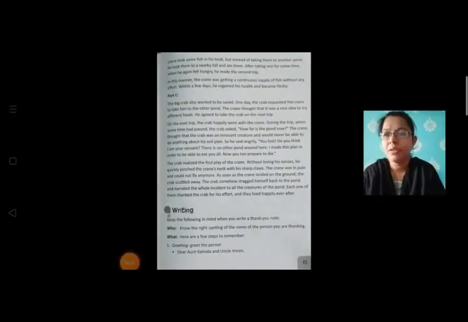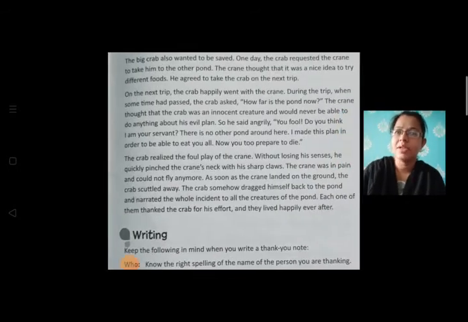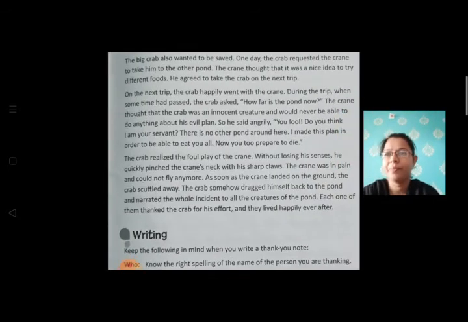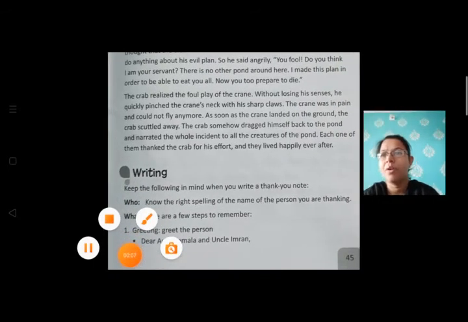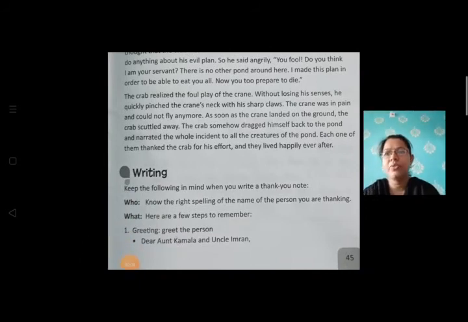Now let's see the next portion, that is the writing portion. Keep the following in mind when you write a thank you note. So students, we have already learned how to write a thank you note, so let's just revise it. Know the right spelling of the name of the person you are thanking. That means you should write the correct spelling of the person whom you are thanking.